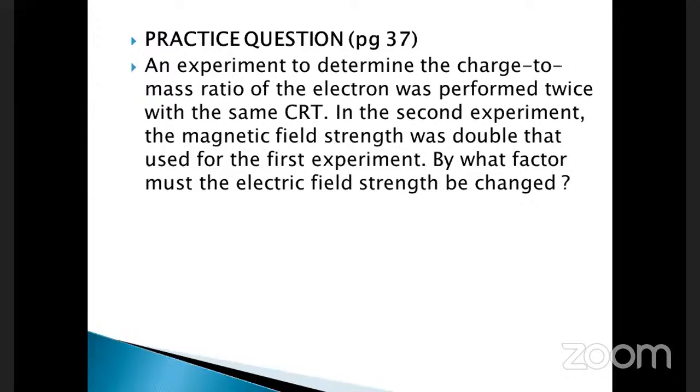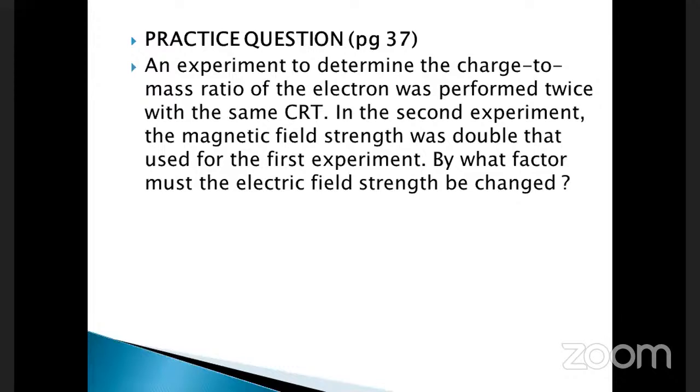Let's take that in for a while and try to interpret it. The cathode ray tube was used to determine the charge to mass ratio. Somebody was trying to determine the charge to mass ratio, and I told you that what J.J. Thomson was doing was trying to balance the electric field strength and the magnetic field strength. If he applies a particular amount of electric field strength, he must use a particular amount to balance it.